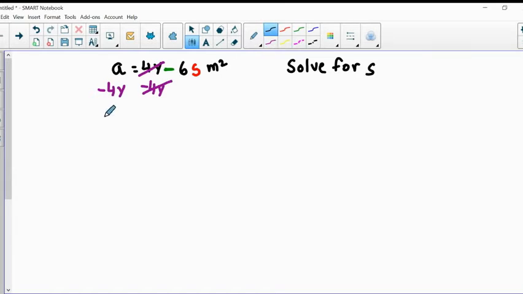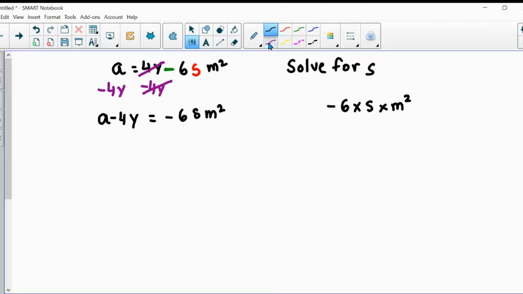Then on left side, I have a minus 4y equals minus 6sm square. So minus 6sm square means minus 6 times s times m square. So three quantities are being multiplied. When you multiply something and you want to get rid of one of the quantities, you will do the opposite, which is divide to get rid of it.